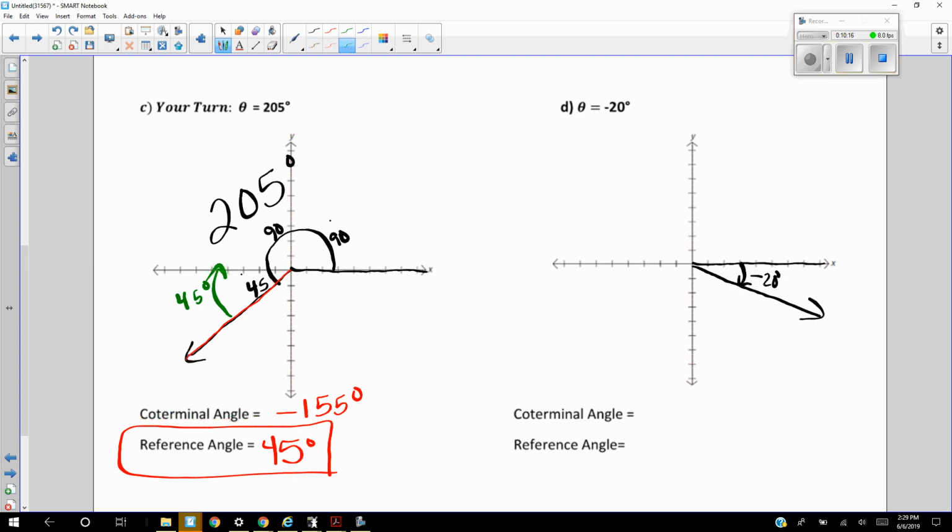And this last one, again, just a rough sketch of negative 20. Negative 20, its reference angle, the shortest distance to the x-axis, would be positive 20 degrees. I mean, reference angle is always positive. And the coterminal angle in this case is going to be positive 340.